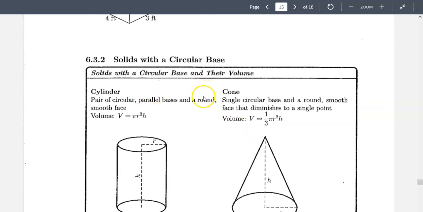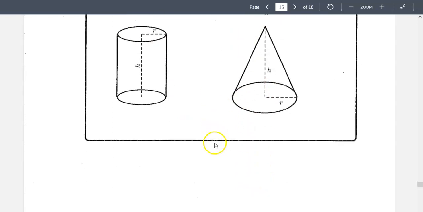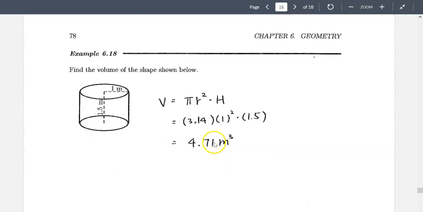Now, a solid with a circular base, instead of a prism, we call a cylinder. Instead of a pyramid, it's now a cone, because they have a base that's a circle. And here's the formula for it. So how do you apply this? Same thing. If you have a cylinder here, the formula is pi r squared times h. That's 3.14 times the radius, 1 squared, times the height, 1.5. So the answer is 4.71 meters cubed.